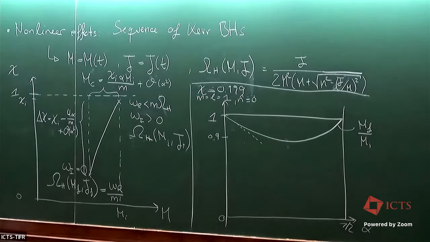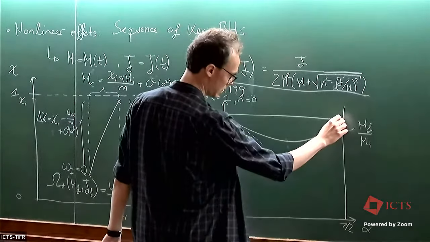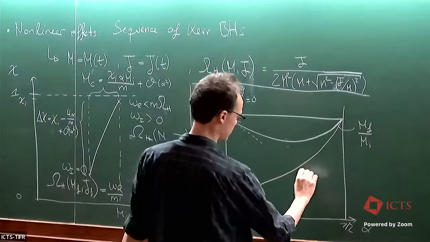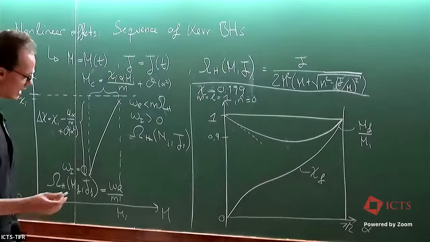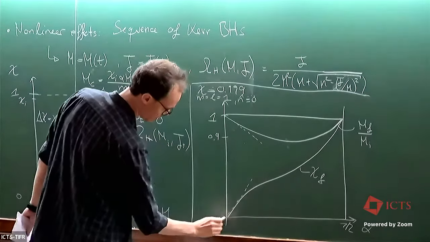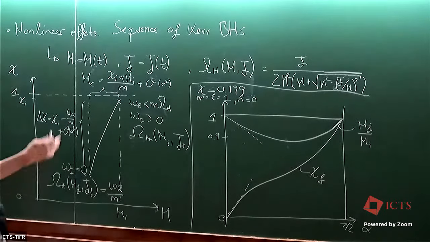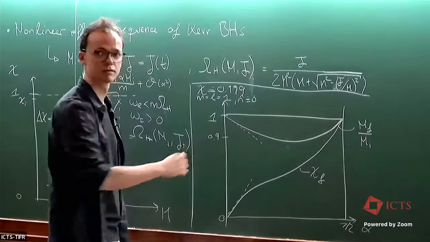Similarly, we can also plot the final dimensionless spin in this plot. This looked something like this. So this is chi final. Again, in the small alpha regime, we already found the expression, which is what I wrote down here. But if we plot the full formula, it looks something like this.